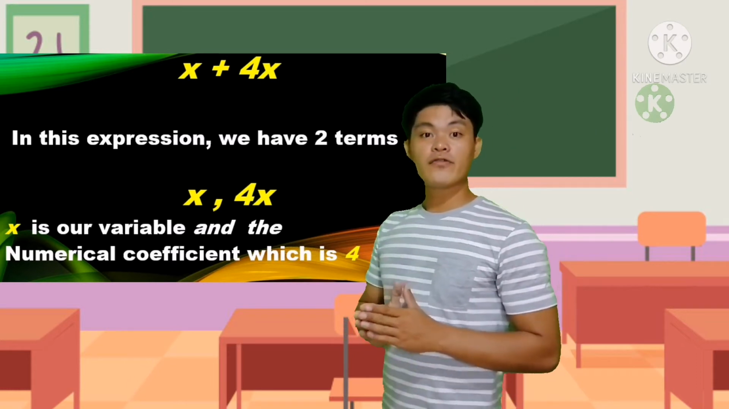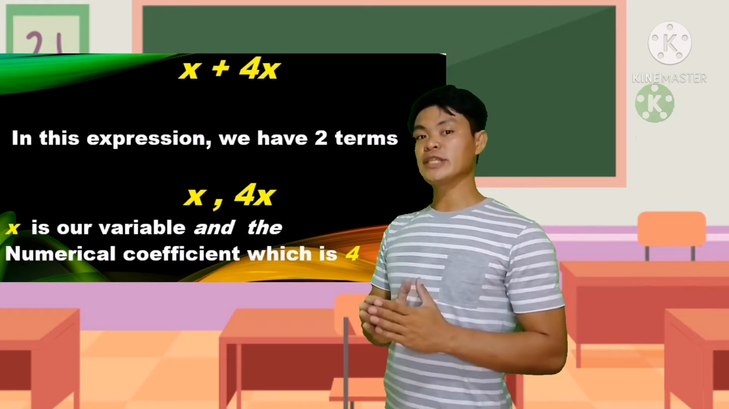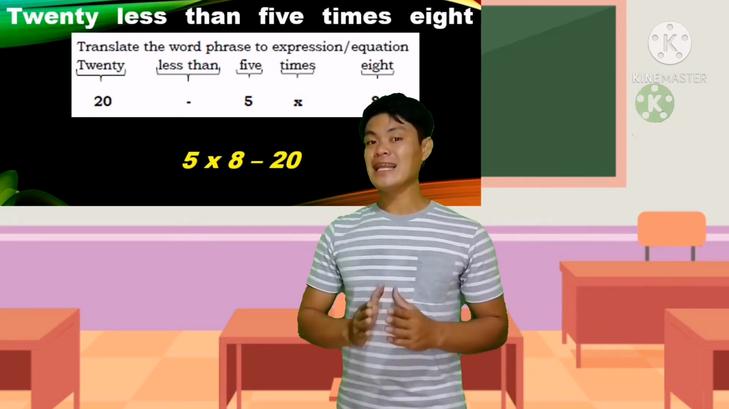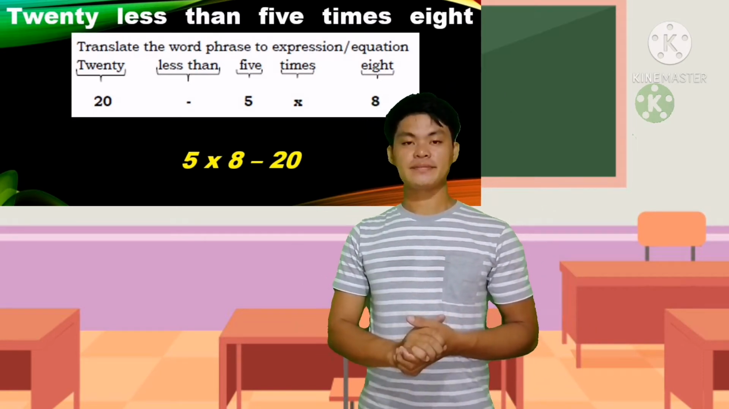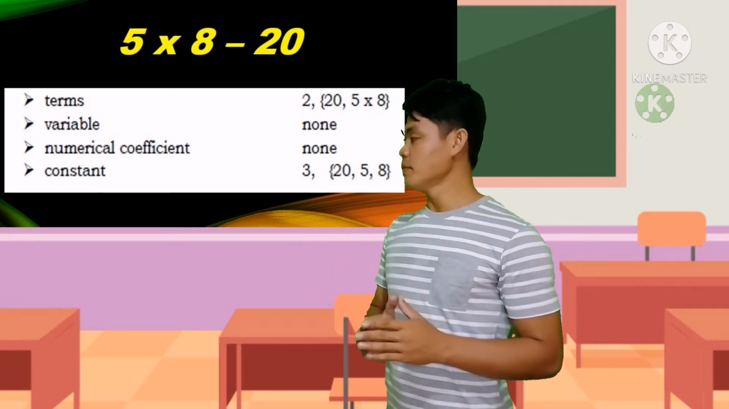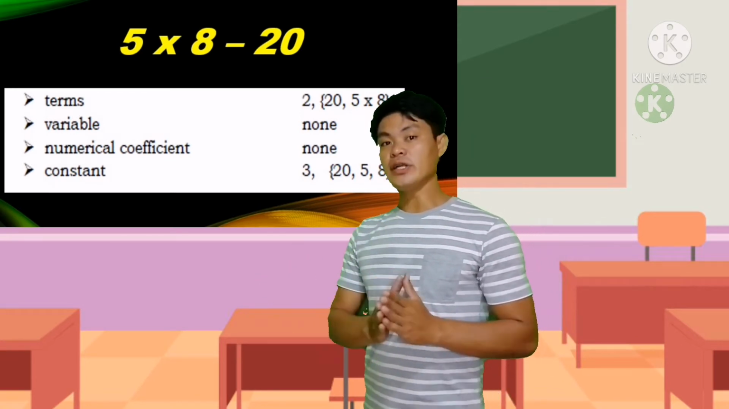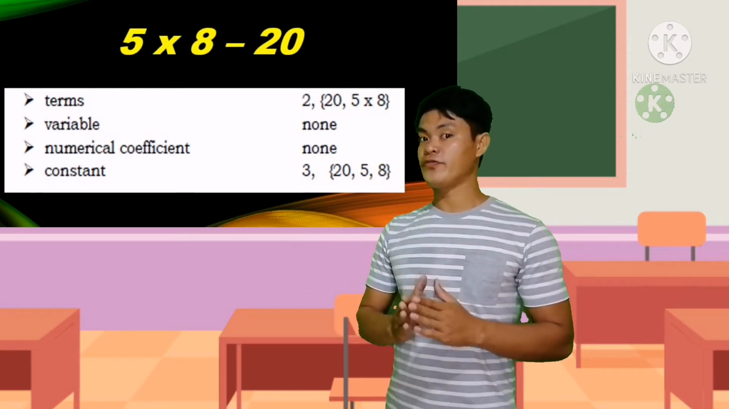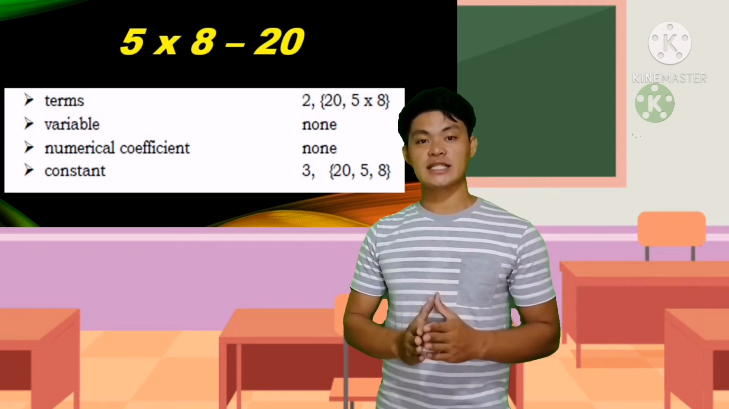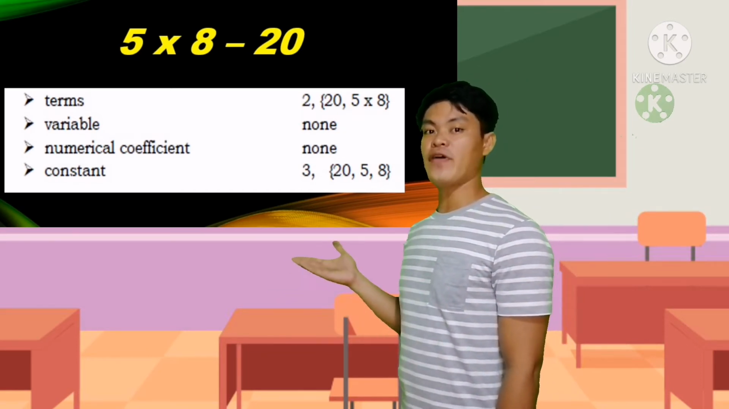X is our variable and our numerical coefficient is 4. We don't have a constant. Another example, 20 less than 5 times 8. In this expression, we have 2 terms, the number 20 and 5 times 8. There is no variable and coefficient in this expression. However, we have 3 constants. We have 20, 8, and 5.